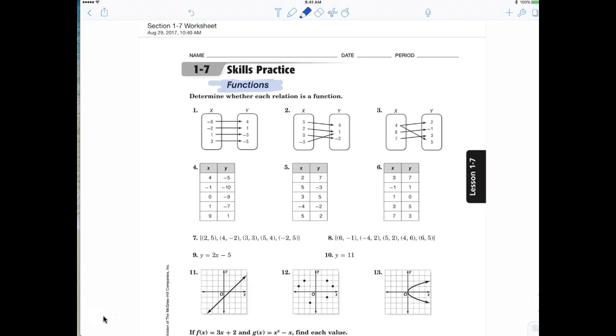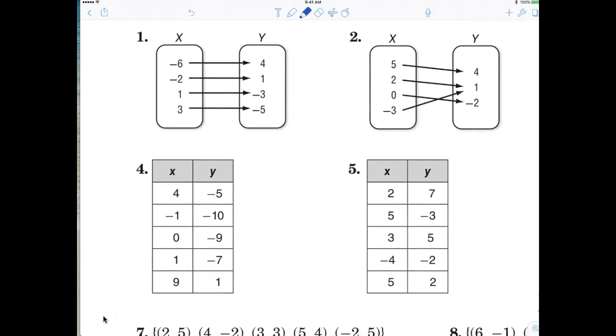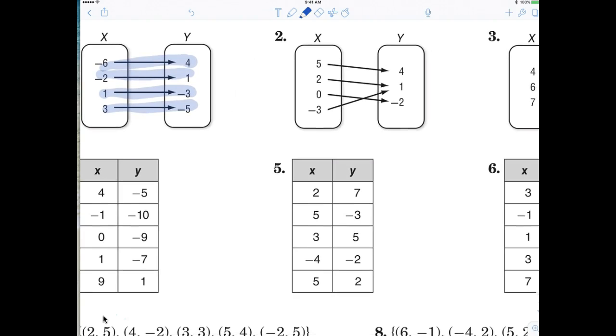Just to show you how simple it is, look at question number 1. All right. -6 is to -4. Does -6 have one value? Yes. Does -2 have one value? Does 1 have? And does 3 have? Yes. So is that a function? That's a function. All right. It's really and truly that simple. All right. Every x has only one y value.